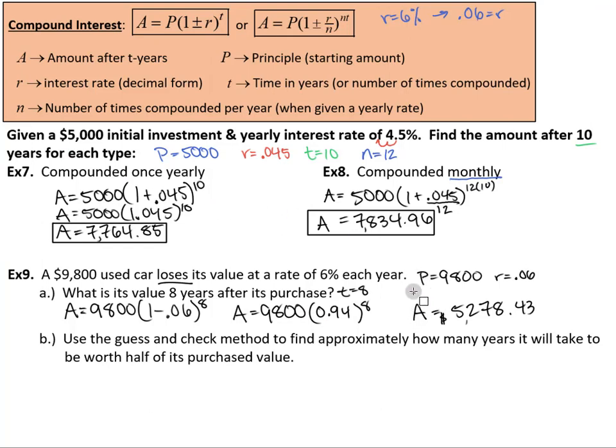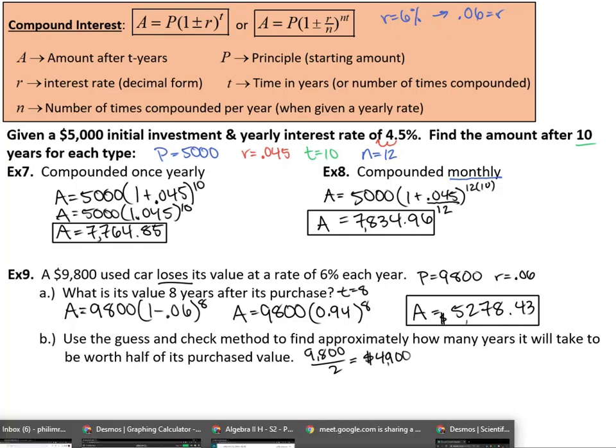Part B says, use the guess and check method to figure out approximately how many years it will take to be worth half its purchase value. Okay, well, first of all, what's half of its purchase value? Let's go ahead and do that first. 9,800 divided by 2 would equal $4,900. Okay, so when will it equal roughly $4,900?